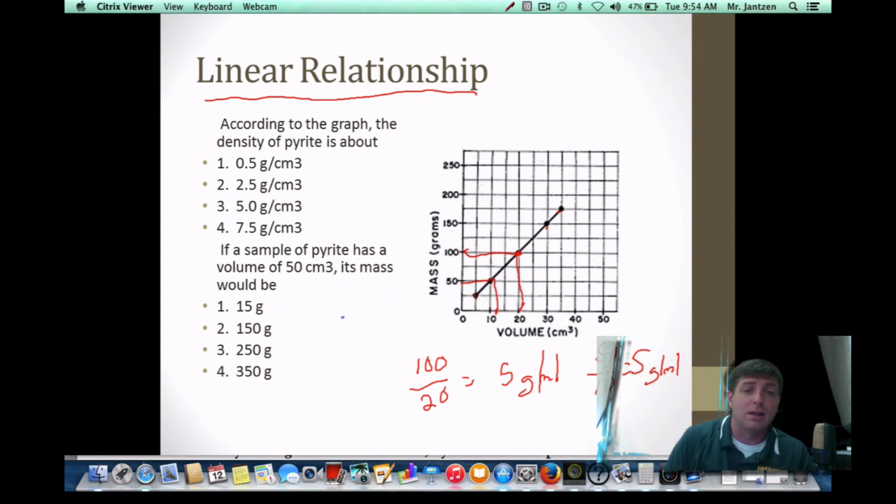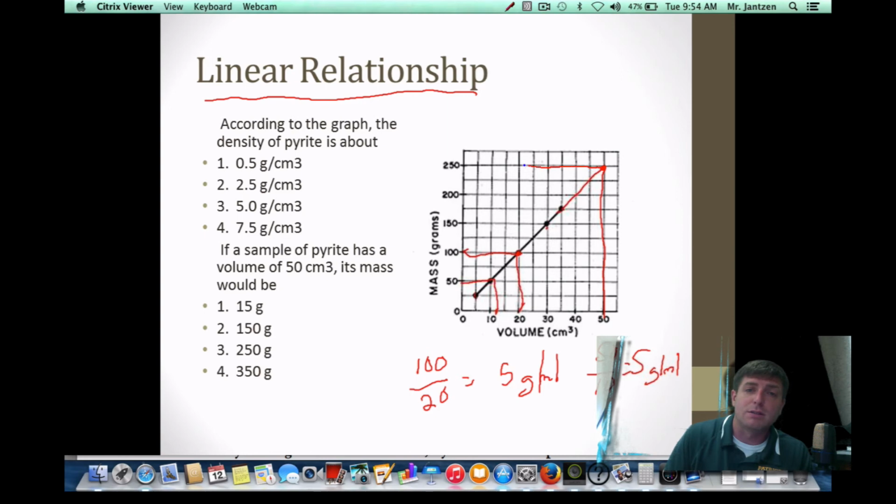So once again, it has a volume of 50, which is down here. You can come on up, and you're like, wait a second, the line doesn't go there. Oh no, what am I going to do? Well, you can actually extrapolate this line. You could extend it to see where it actually meets up, and that would be the point right about there. And they want to know what the volume would be.